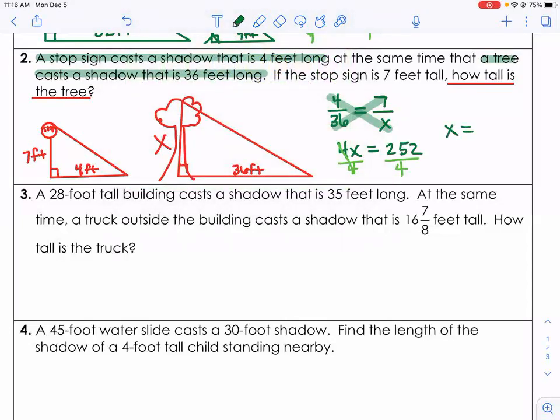Now when we divide by 4 to get x by itself, Corin, what do we get? What's our answer? 63 feet. Please make sure you include that it's feet. Okay.